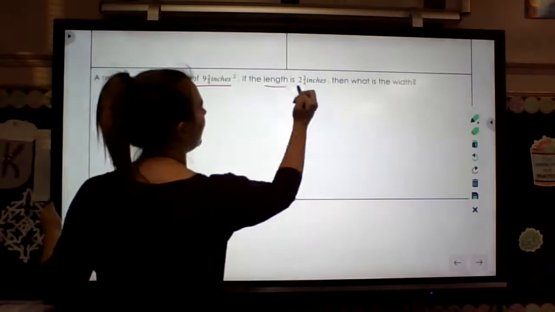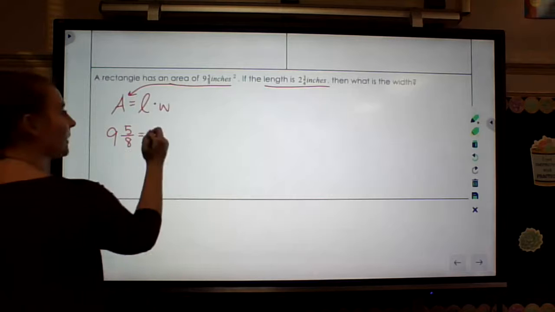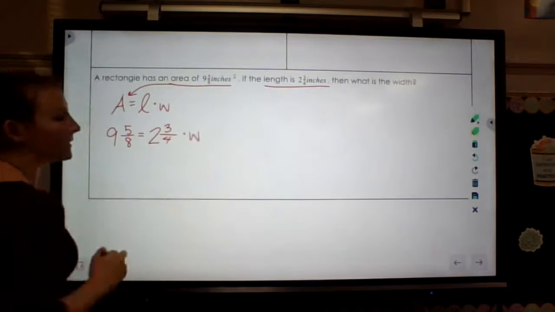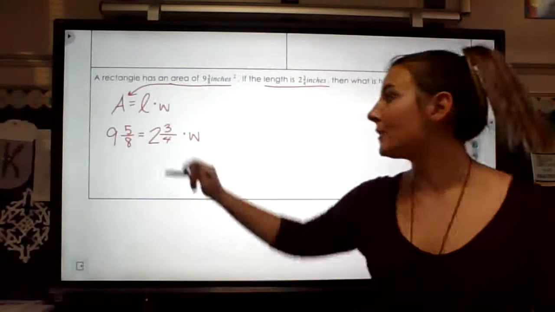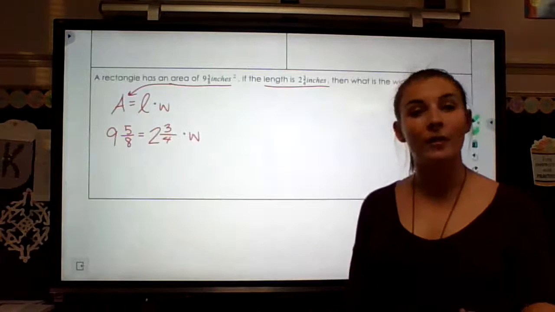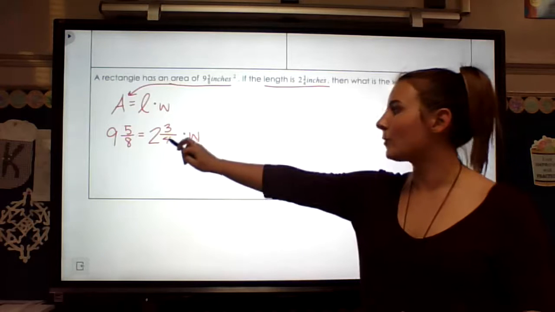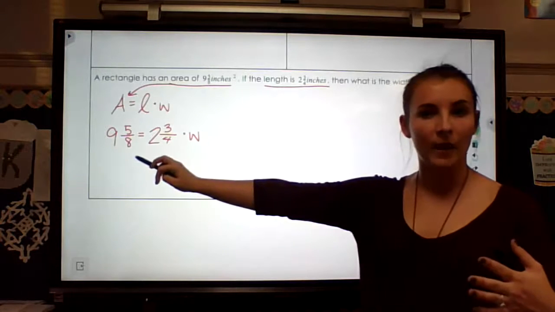If I know my length is 2 3/4 inches, it's going to plug in for the letter L because L stands for length. I don't know my width, so it's actually going to stay a letter W. It's an unknown number I don't know, right? So this is actually a one-step equation which you haven't really learned yet, but I want you to think about logically what you would do here. You know that 2 3/4 times some mystery number is going to give you that area of 9 5/8.